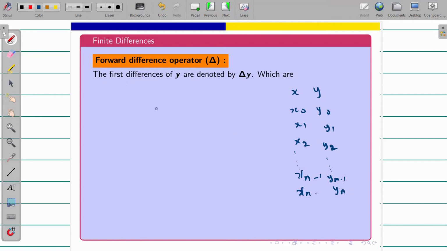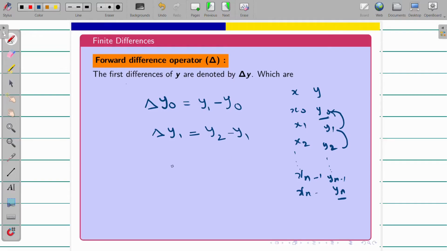So I have to find the first difference. First, for Y0, because the forward difference takes the first value. For the backward difference, we have to consider the last value. I will explain that later. Delta Y0 I'm going to define as equivalent to Y1 minus Y0: the next value minus that particular value. Next, I have to define delta Y1. How to define it? Yes, exactly, it is Y2 minus Y1, guys.